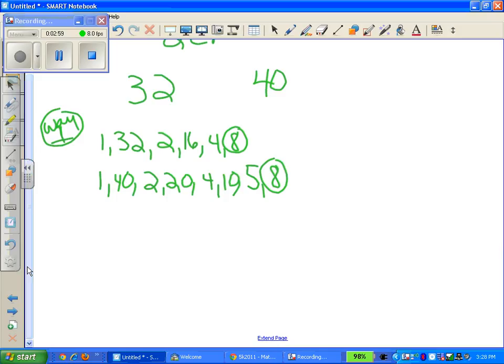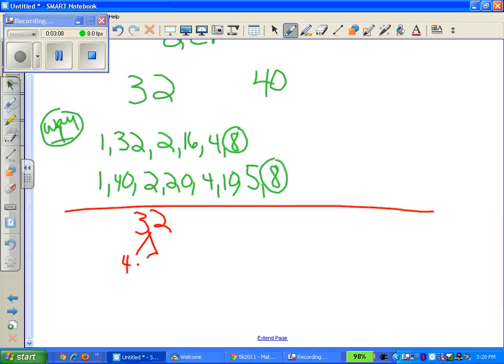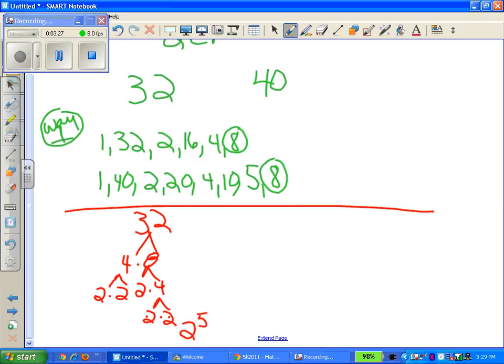So let's take a look at it that way. 32. So we'll use the factor tree. We have 4 times 8. And then 4, we can break into two factors of 2 times 2. And then 8, 2 times 4. So the 2's are prime. Now we can change the 4 to 2 times 2. So we have 1, 2, 3, 4, 5 2's. So there'll be 2 to the 5th power.